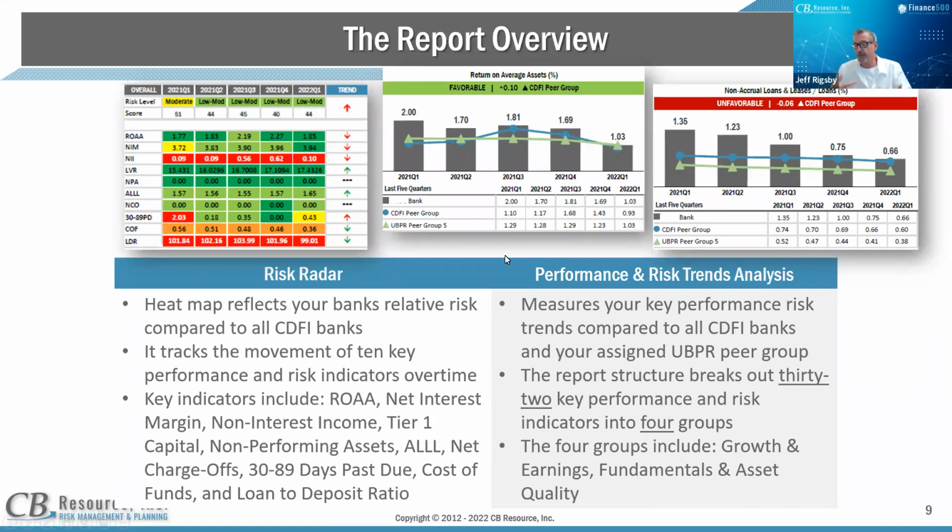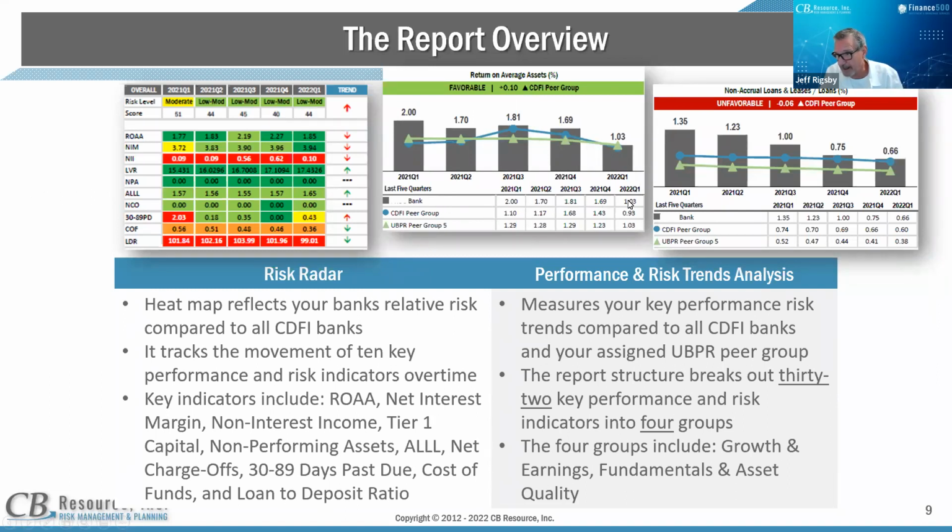Now, when we look at the performance and risk trends analysis in the report, that gets into a little different perspective, right? And again, just hitting the bullets, it measures your key performance or risk trends compared to all CDFI banks, as well as your UBPR group. So when you look at this particular chart, you're looking at, again, an ROA, and in this example, it's favorable. So it's performing above the peer group average. So that renders it favorable.